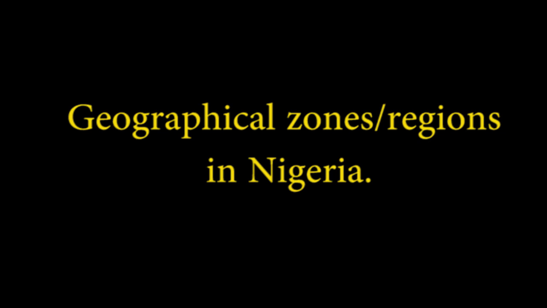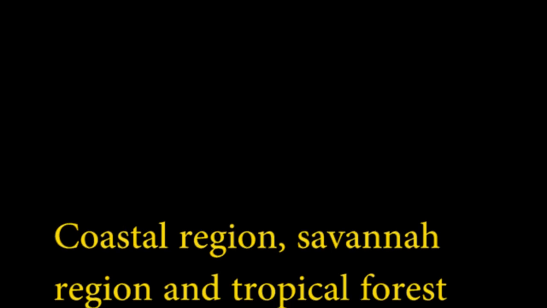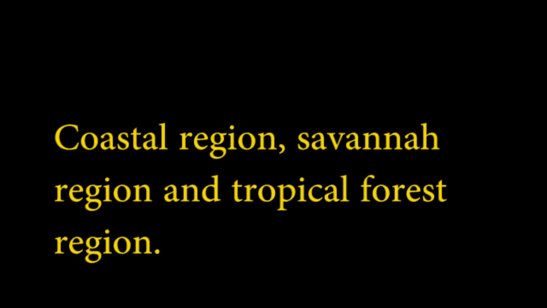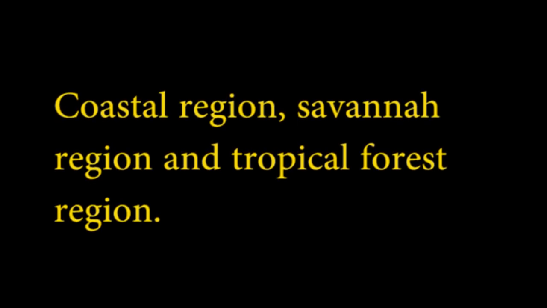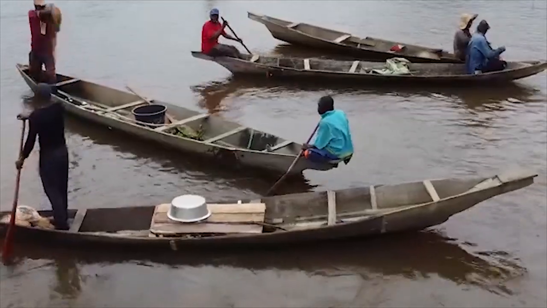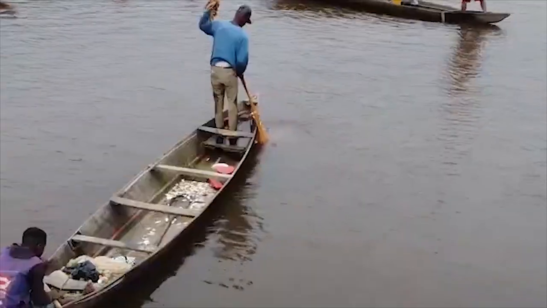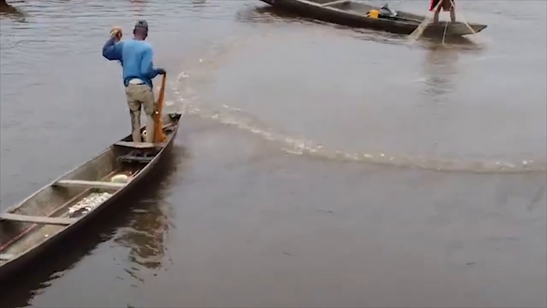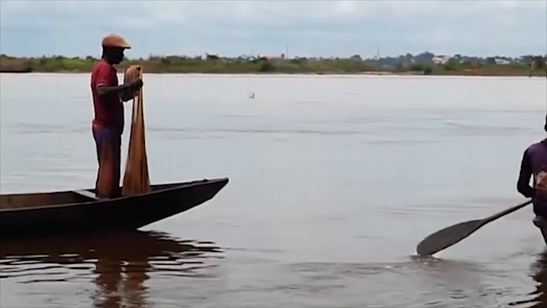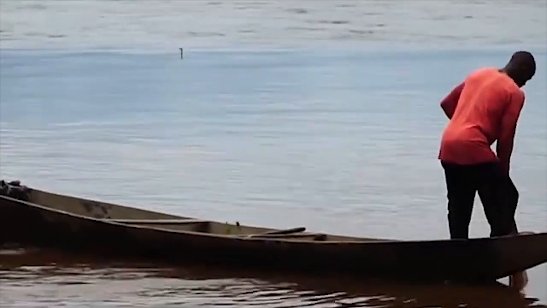Geographical zones or regions in Nigeria. There are mainly 3 geographical regions in Nigeria, and they are the coastal region, the savanna region, and the tropical forest region. Coastal region. This region is mainly characterized by the presence of many waters, that is, it is surrounded by many waters. It is also called the swamp region.